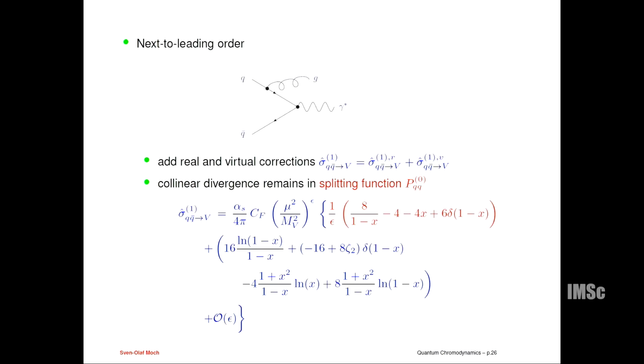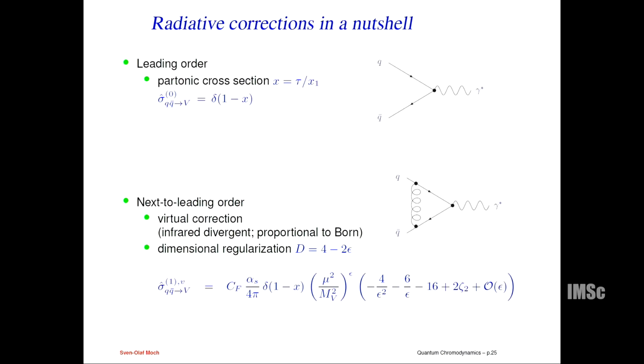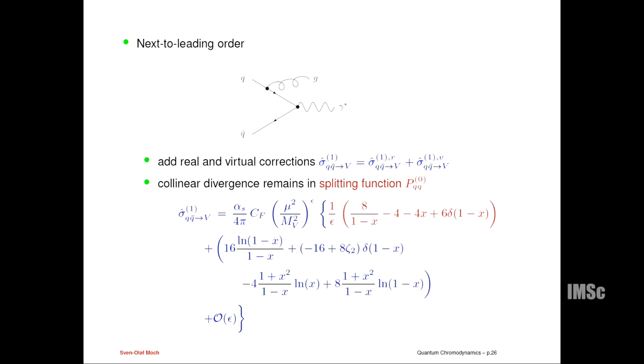And the real emission contribution is a gluon emission from either of the quark lines, like from here and from here. So we have a diagram where we emit from the quark line, and another diagram where we emit from the anti-quark line. We add these two diagrams, we square them, and we integrate over the phase space, differential in x. And then we again find that the infrared singularities cancel, and we are left with a collinear singularity, which is multiplying the splitting function.